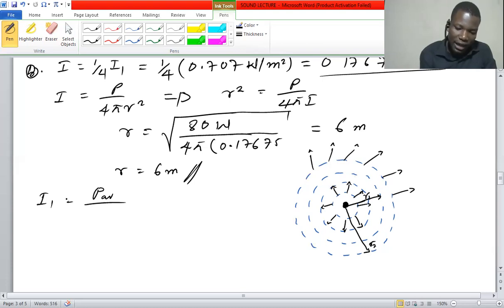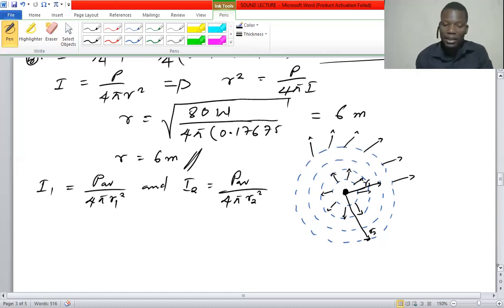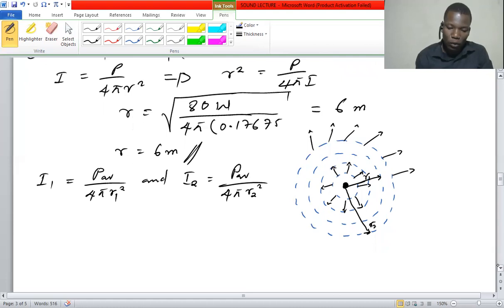So we have the average power over the area, and this area we have one like that. Okay, and then for R2 at this point, we're going to have intensity 2 being equal to average power over area. And this is R2. Okay, so if we have these two intensities, we can easily get the ratio of those two intensities and the radius.